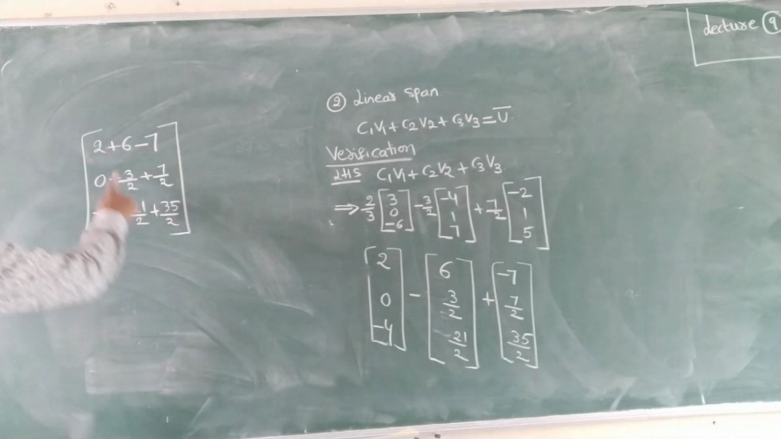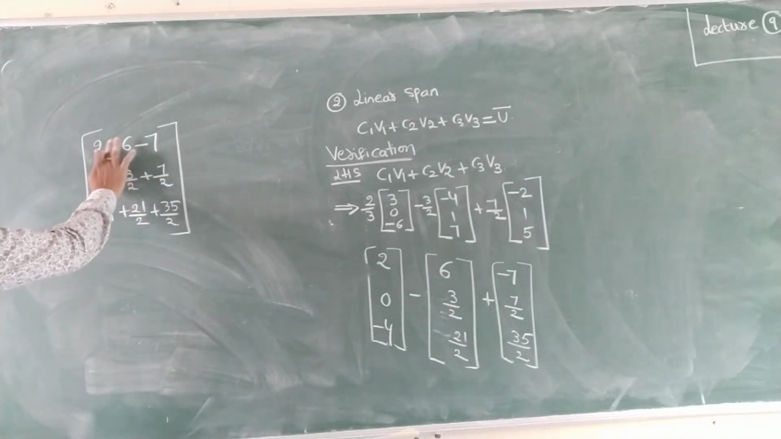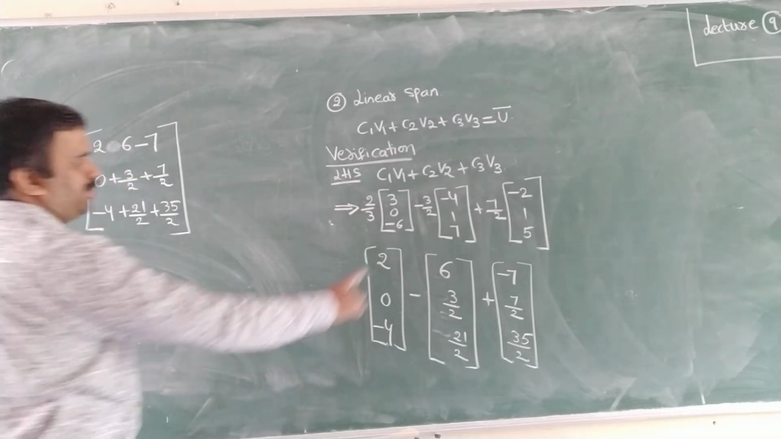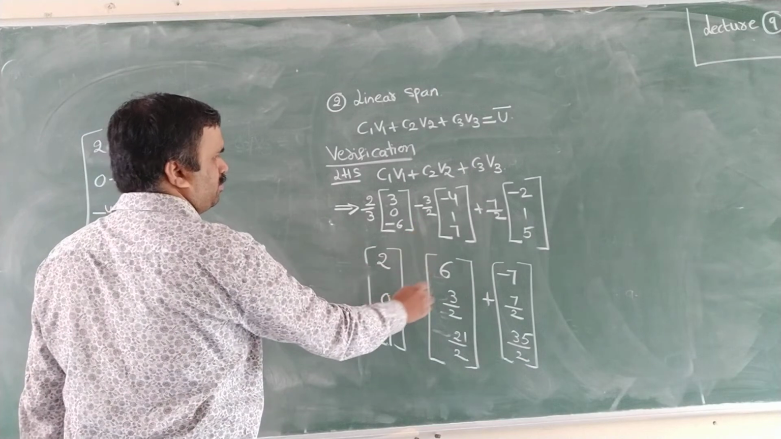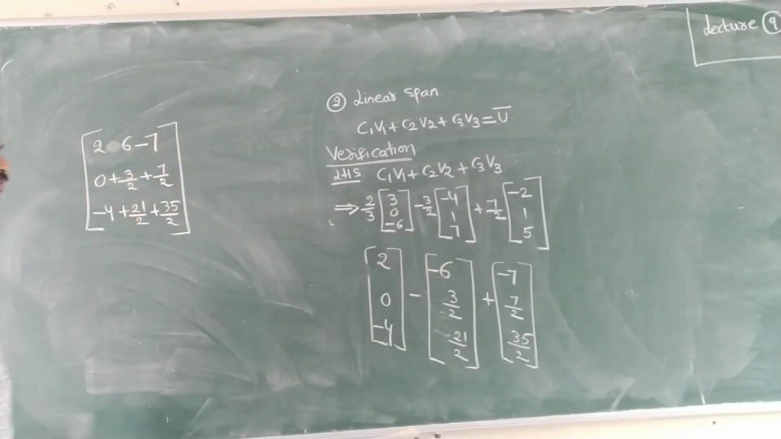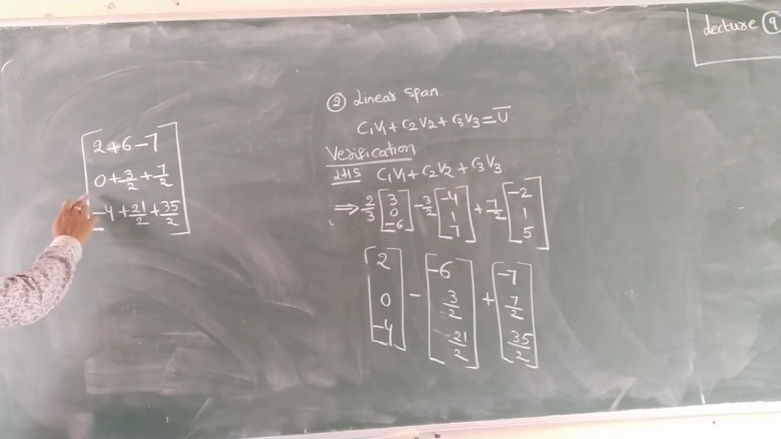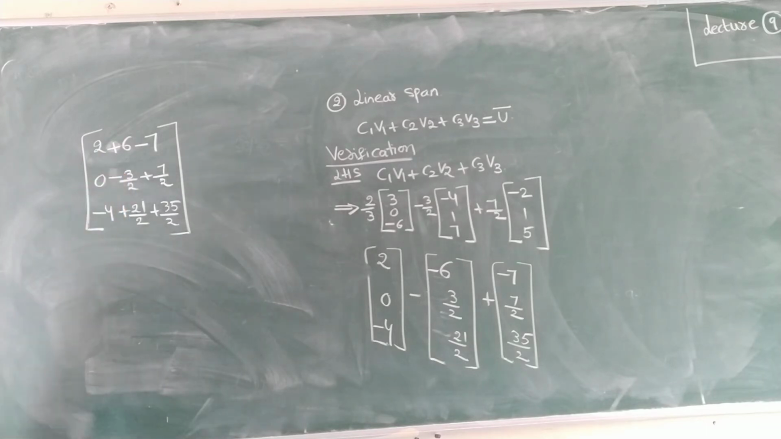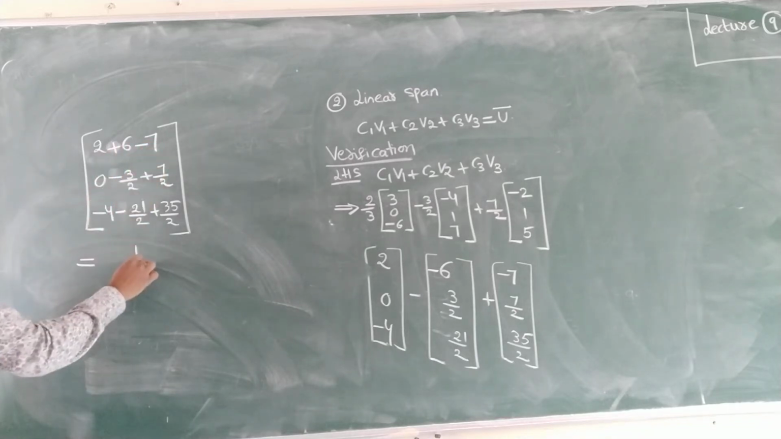Now first row 2 minus 6. Here we have minus into minus, okay: 2 plus 6 minus 7. Second row 0 minus 3 by 2 plus 7 by 2 minus 4 minus 21 by 2 plus 35 by 2. Simplify: 2 plus 6 is 8, minus 7 is 1.